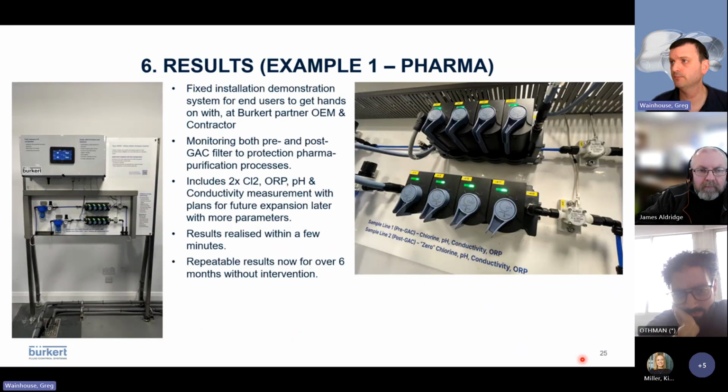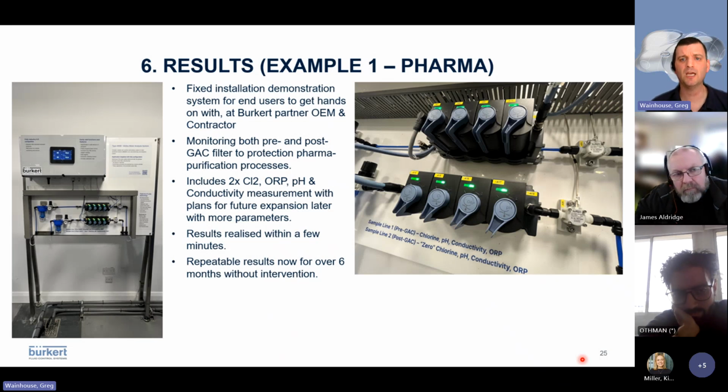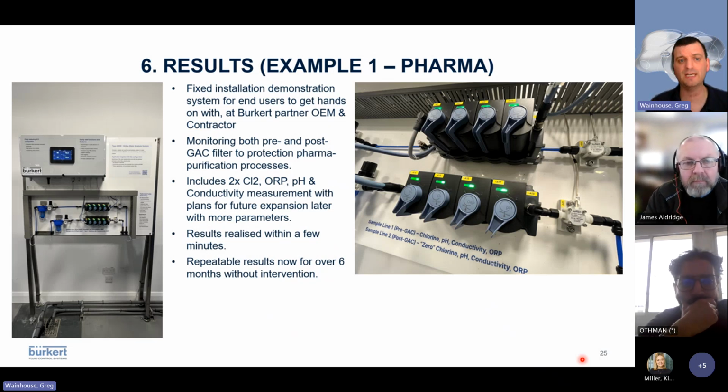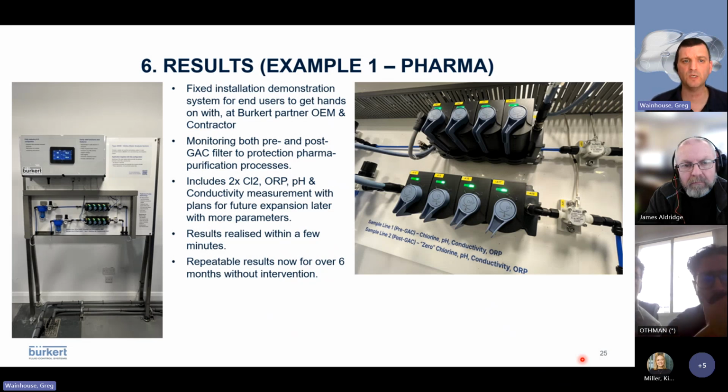So the first example I'm going to show you now is a pharmaceutical application. This is for one of our system integrators. It's in one of their demonstration locations where end users can go and get hands-on with this particular solution. They can play with it, take the cubes off, and have a look at the menu structures within the transmitters as well.